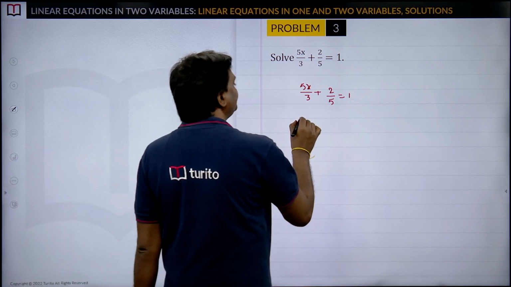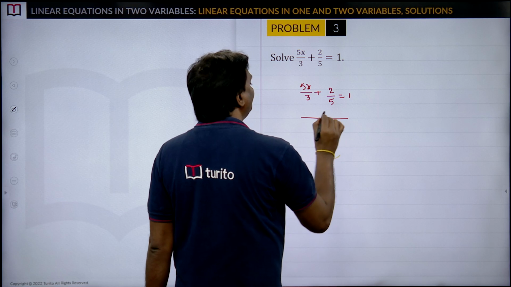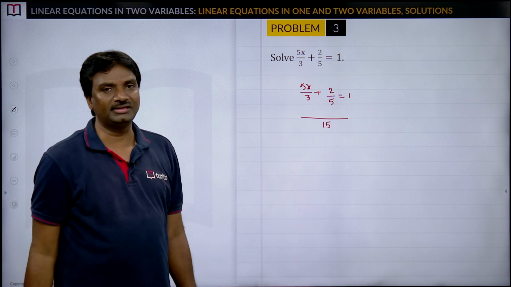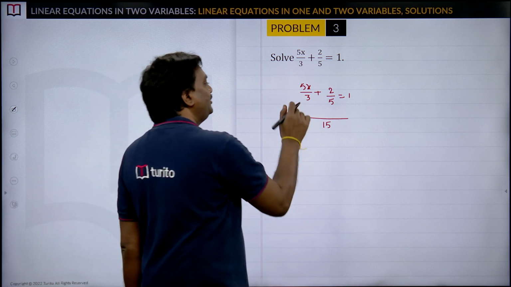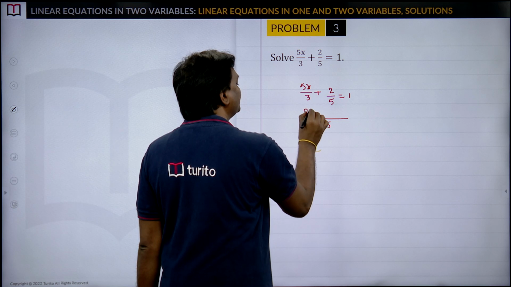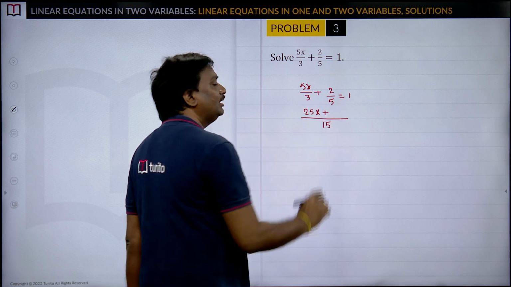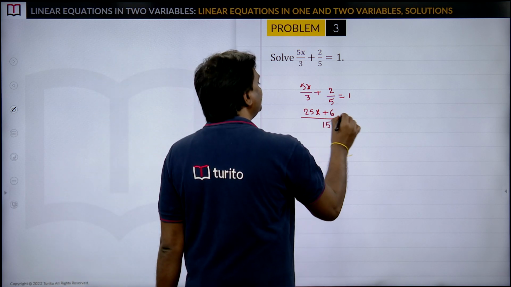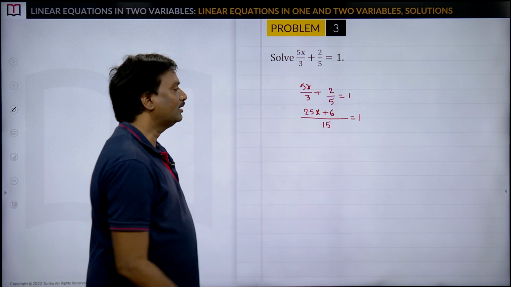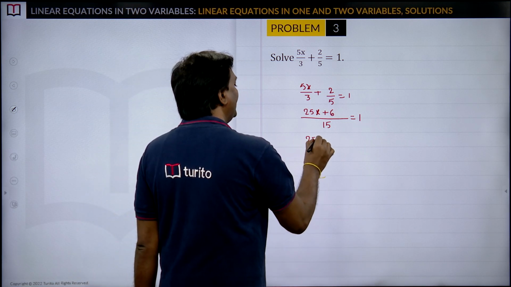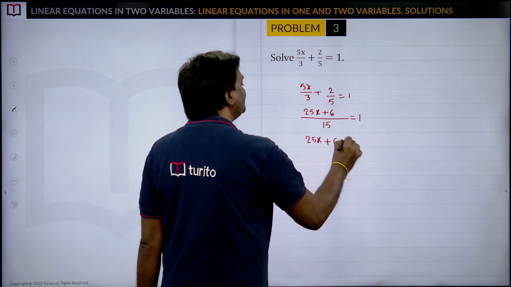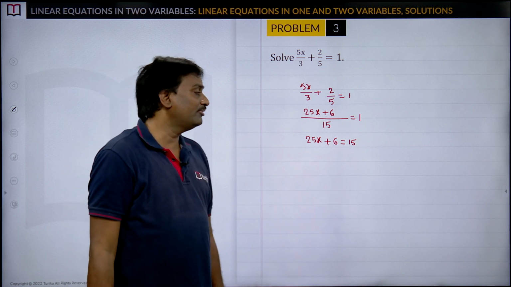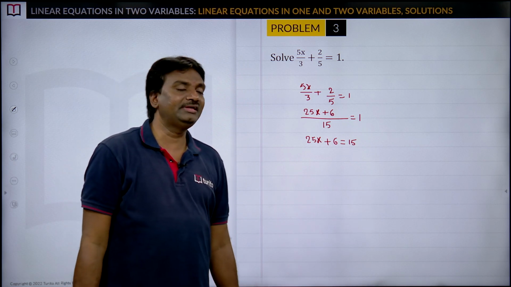For 3 and 5, the LCM is 15. If we divide 15 by 3, you will get 5, where the numerator is 5x, 5 into 5x, 25x. By dividing 15 by 5, 3, where the numerator is 2, 3 into 2, 6, equal to 1. By cross multiplying, you will get 25x plus 6 equal to 15 into 1 is 15. So, 25x plus 6 equal to 15, clearly this is a linear equation.